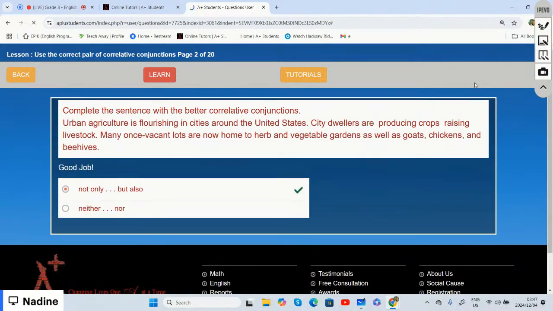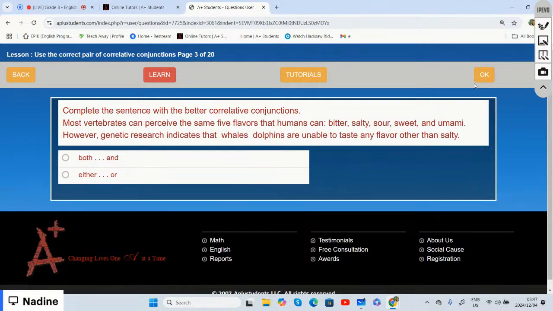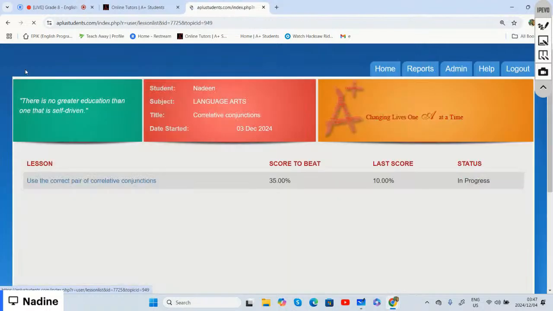So this is now the end of our lesson on using correlative conjunctions. Correlative conjunctions are like using words in pairs in order to complete our sentence, words like neither nor, either or, not only but also, if then. We can use them to complete a sentence. So this is the end of our lesson.